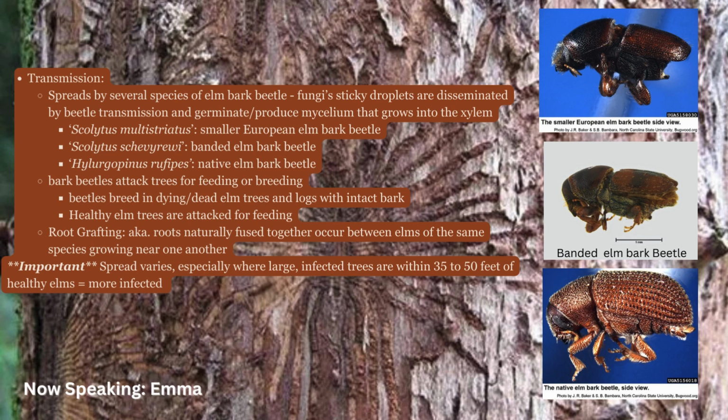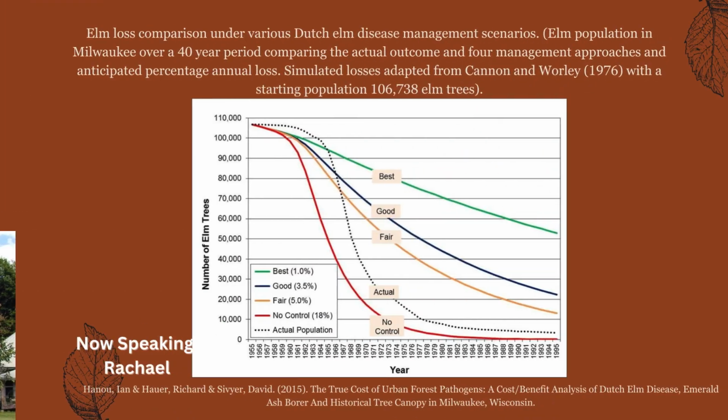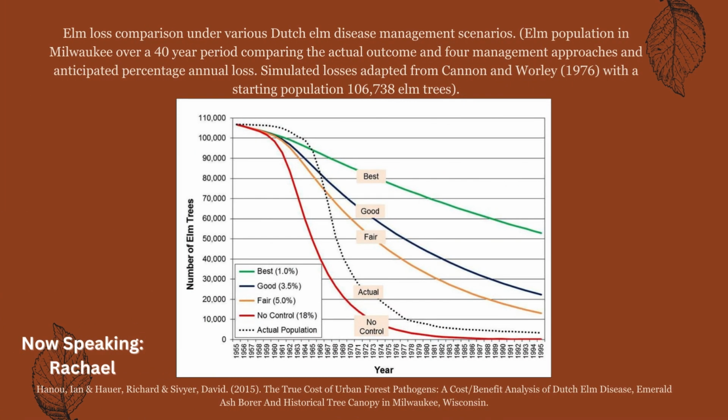An infected specimen presents with curling or dying yellow leaves and wilting branches. Cracked bark reveals a blue or gray discoloration of the internal wood. Dark brown spots can be seen in the xylem ring of the tree once it's cut down. 40 million American elm trees have been killed by DED. This disease persists as a majorly devastating consequence of invasive species in North America. As seen below in the graph, one example of elm loss in communities can be seen in Milwaukee over a 40-year period.